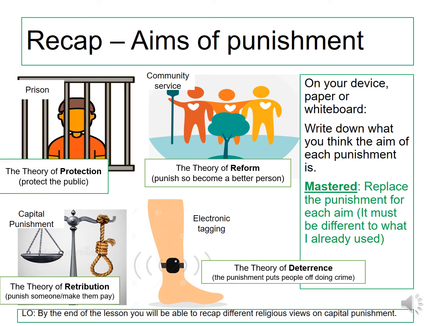So the master task is to replace the punishment for each aim. It must be different to what I've already used. So for example, the theory of reform, can you use something else other than community service?